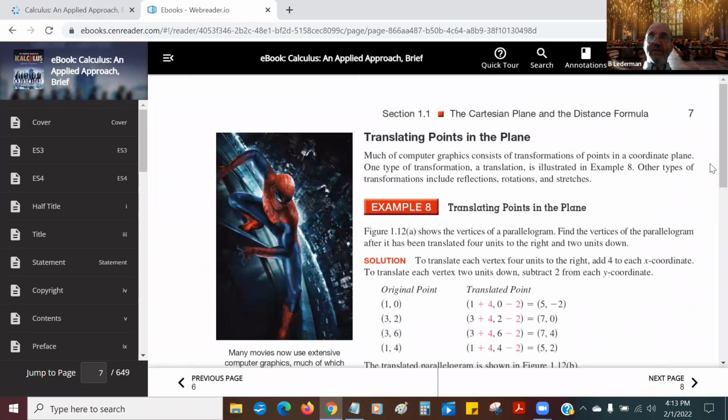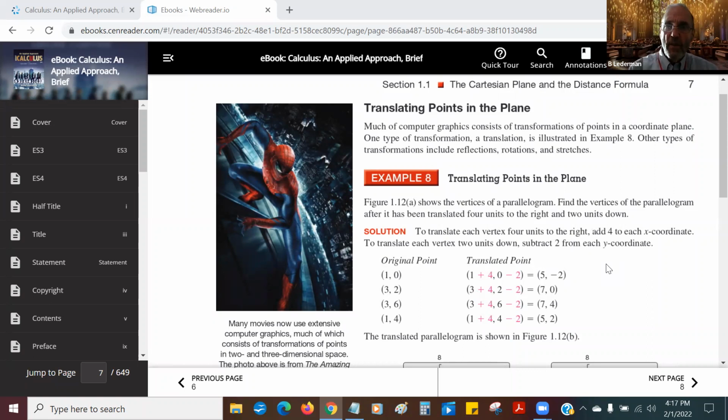Okay, translating means sort of sliding or moving. So translating points in a plane. What does that mean? And how do we do that? And we have Spider-Man, so that's kind of cool. It's always nice to have Spider-Man here. Why we have Spider-Man, I don't know, but that's what we have.